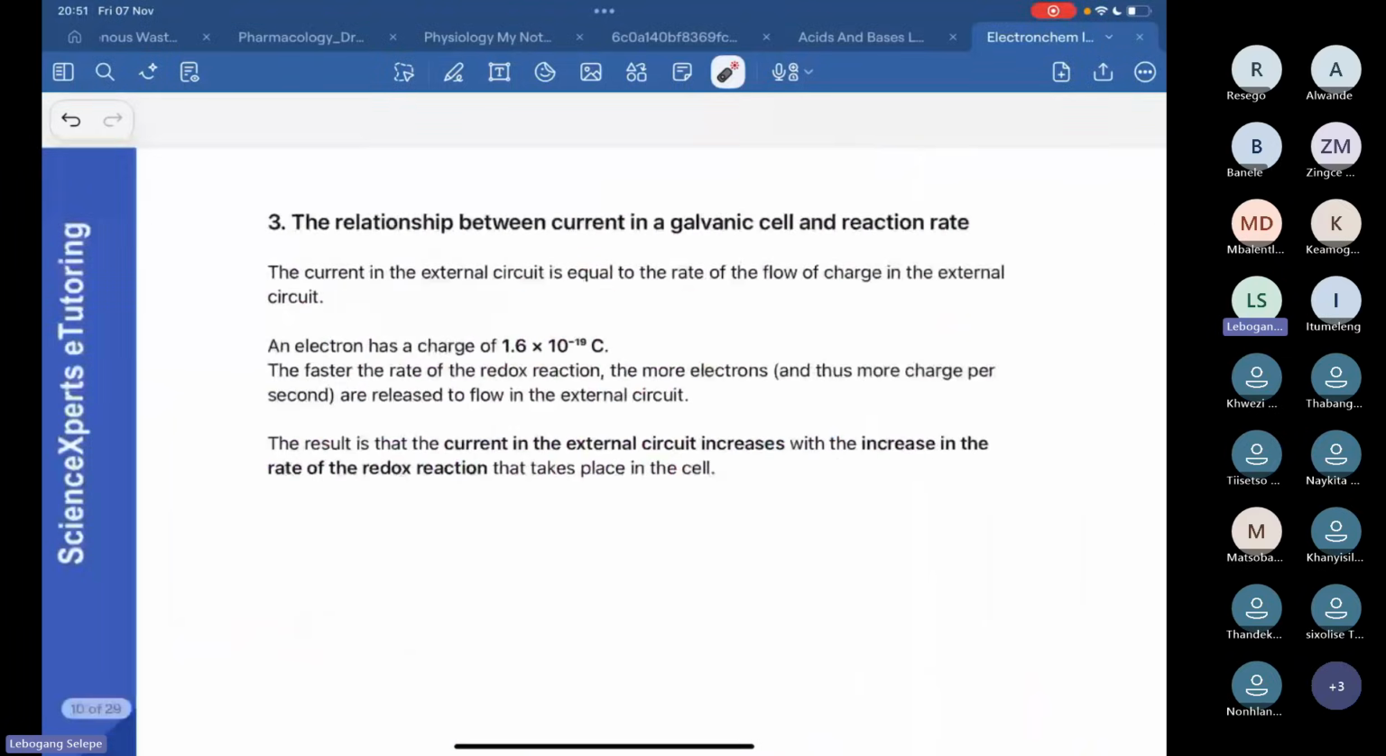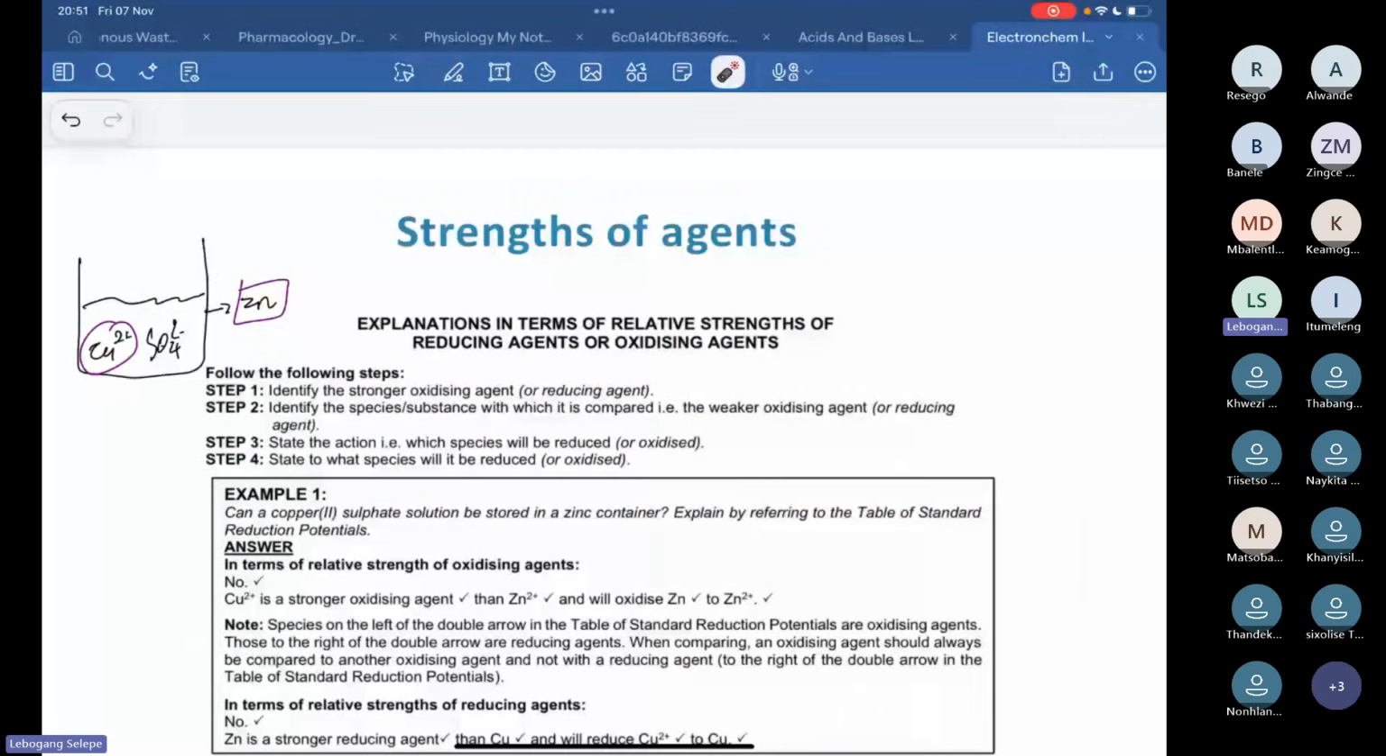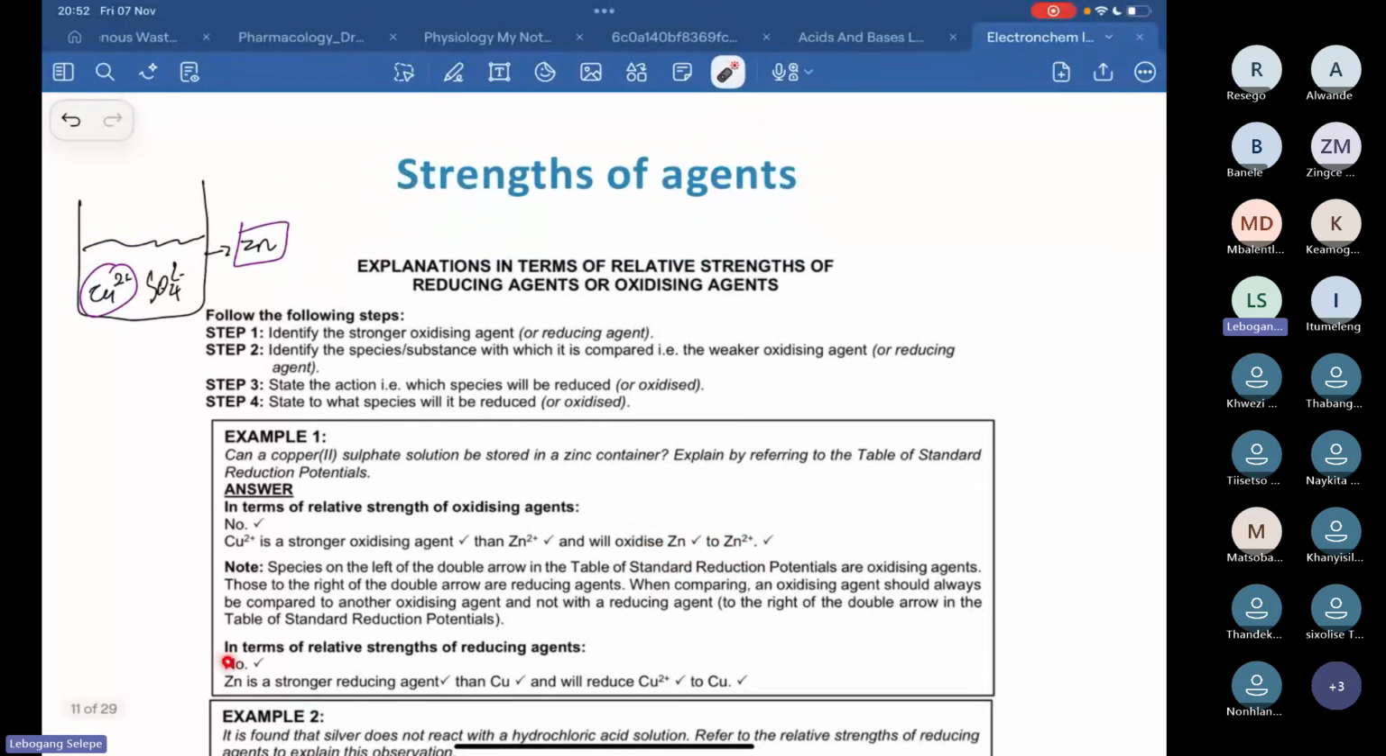But let's see how they answered it. So Cu2 plus is a stronger oxidizing agent than Zn2 plus. The first 2 marks come from just comparing, guys, comparing the oxidizing agents involved, and will oxidize Zn to Zn2 plus. So they just wanted this point of saying Zn will be converted to Zn2 plus. Or you can explain in terms of reducing agents: Zn is a stronger reducing agent than copper. It will reduce copper 2 plus to copper. Oh, now I can see the pattern.